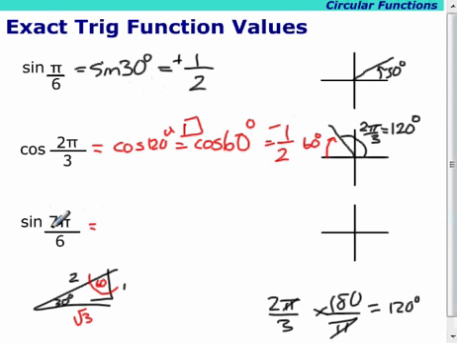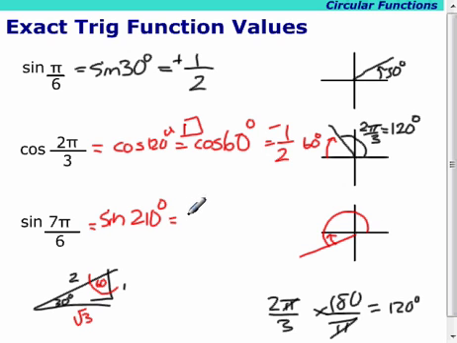Let's try one more. Sine of 7 pi over 6. Again, I could do my calculations here. You can maybe trust me that that is the same thing as the sine of 210 degrees. Let's find that on the quadrant. It'll be 180 plus another 30. So right about there. So my reference angle here is 30 degrees.